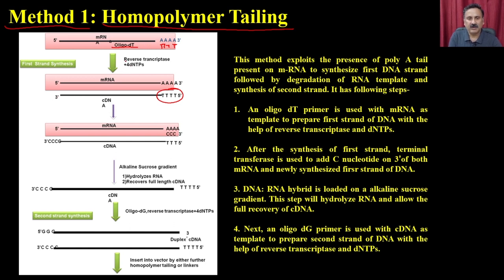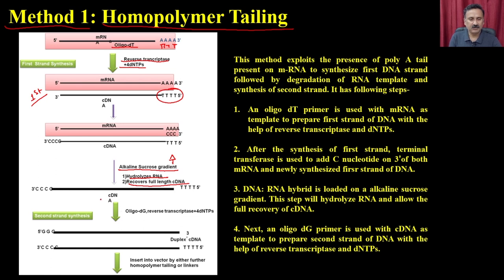You have the reverse transcriptase, and you add all 4 nucleotides, and the oligo-dT is going to work as a primer. That's how you get the synthesis of the first strand. Once this is done, you perform the alkaline sucrose gradient. When you do the alkaline sucrose gradient, it hydrolyzes the RNA, and it gives you the first strand of the cDNA.